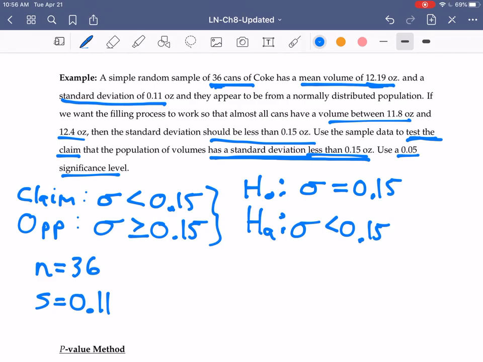They give us all this information about needing the volume to be between 11.8 ounces and 12.4, and that's really just to establish that the population standard deviation should be less than 0.15. It's the motivation for this particular test. So those values, the 11.8 and 12.4, are not needed for us to do this test. The only other thing that we need is the significance level. So alpha is 0.05.